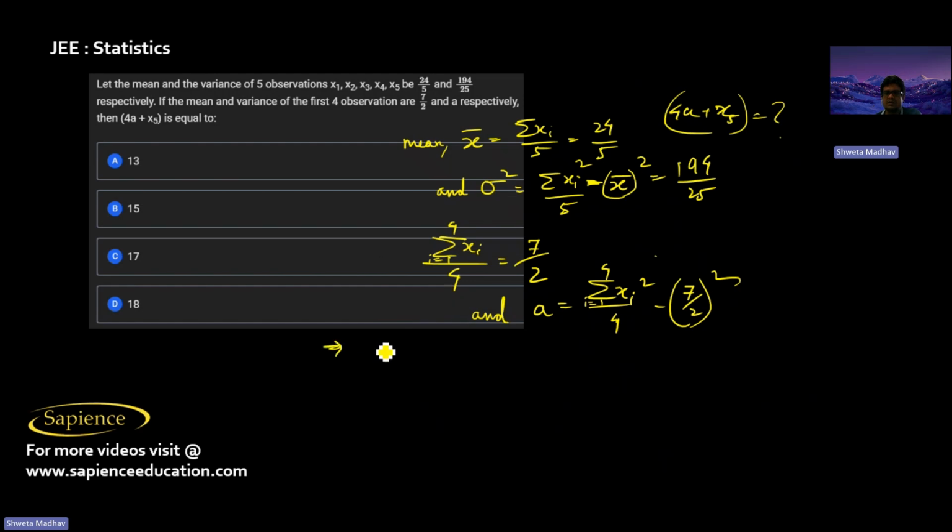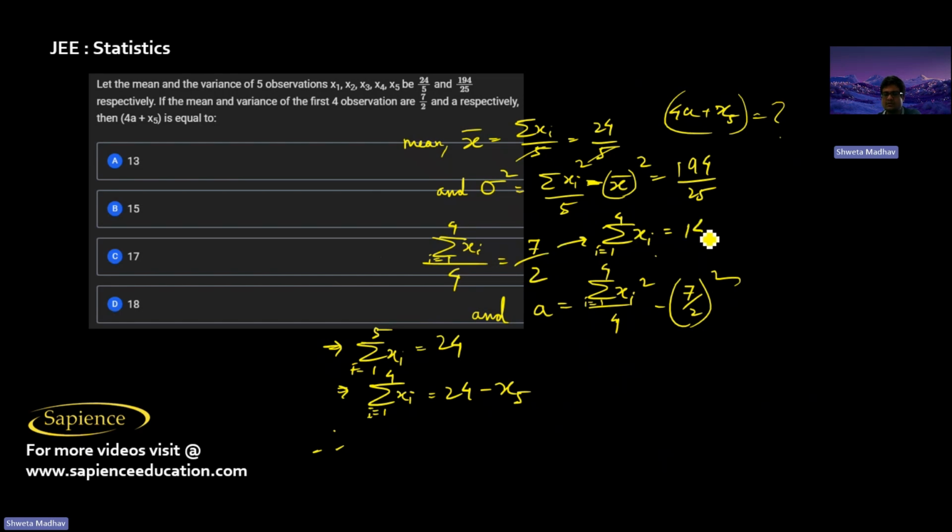So from here we can see that summation xi, i goes from 1 to 5, is equal to 24, since 5 will cancel out here. So therefore summation xi, i goes from 1 to 4, will be equal to 24 minus x5. And from here also I can see that summation xi, i from 1 to 4, is equal to 7 by 2 into 4, that is 14. So therefore x5 is equal to 24 minus 14, that is equal to 10. So x5 is 10. We have got it.